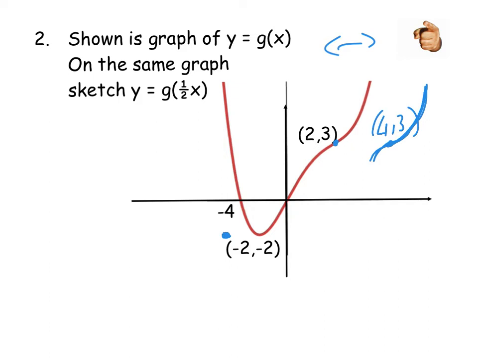Now, I'm not going to be able to fit the coordinate in here, so I'm just going to do this and put that there. And then where it would have cut at minus 4, it's now going to cut at minus 8. So I need to have this kind of shape coming from here. Still going to go through 0, 0, and then it's going to go over here and have a wee point of inflection there.